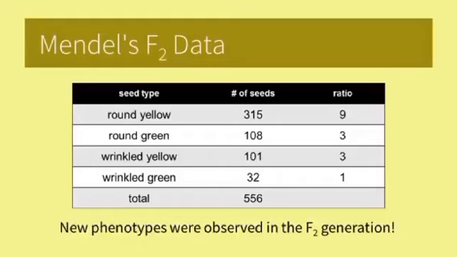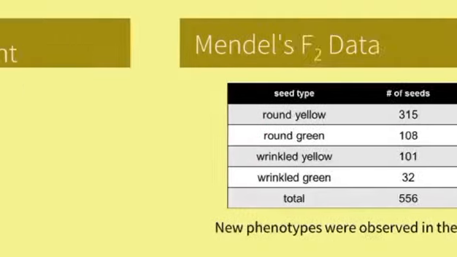Mendel's F2 data. Seed type, number of seeds and ratio. Yellow round is 359, ratio is... Round green is 108, ratio is 3. The yellow is 1. For the two seed types, round, green and yellow, we have seeds in the same ratio. New phenotypes were observed in the F2.